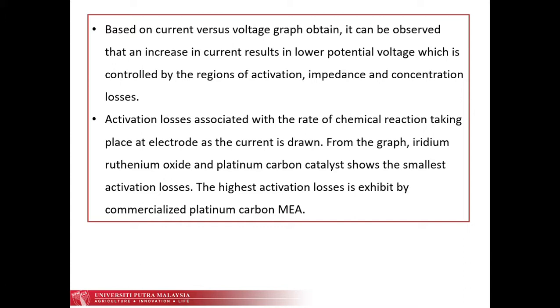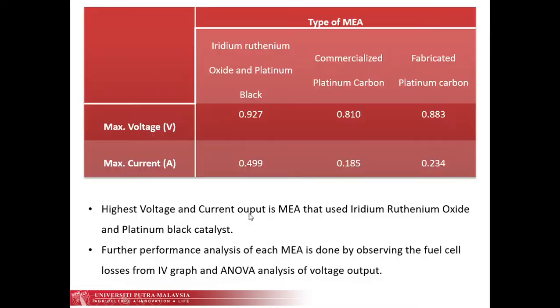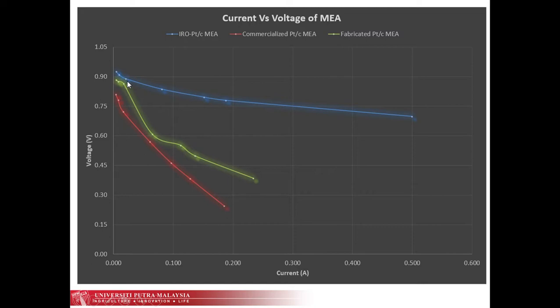Activation loss is associated with the rate of chemical reaction taking place at the electrode as current is drawn. From the graph, iridium ruthenium oxide and platinum carbon catalyst shows the smallest activation loss. The highest activation loss is exhibited by the commercialized platinum carbon MEA. It can be seen from this graph: the lowest activation loss is the blue one, which is the iridium ruthenium oxide, and the highest is the commercialized platinum carbon MEA.